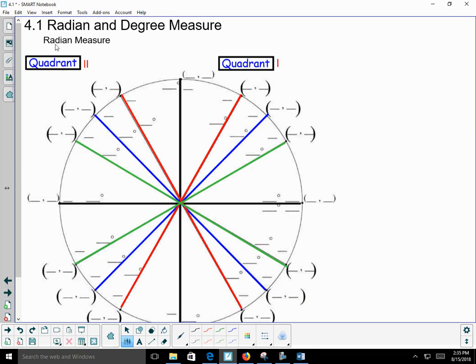Right now you should be passing out a blank unit circle. What we're going to focus on today is not the ordered pairs on the outside. We're not going to focus on those. I'm just going to do the first 2 quadrants and ask you to fill in the rest yourself. So let's do what we call the main one.